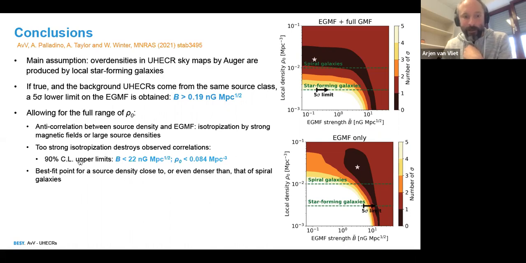You also get upper limits, 90% confidence level upper limits, on both the magnetic field and the source density in this case, because a larger source density or a larger magnetic field means that you wash out the anisotropy signals that Auger observes. This is not at the 5 sigma level, because the results of Auger are also not at the 5 sigma level, so you cannot get very strong constraints on this yet, but at least at 90% confidence level, you can already get some constraints there as well.